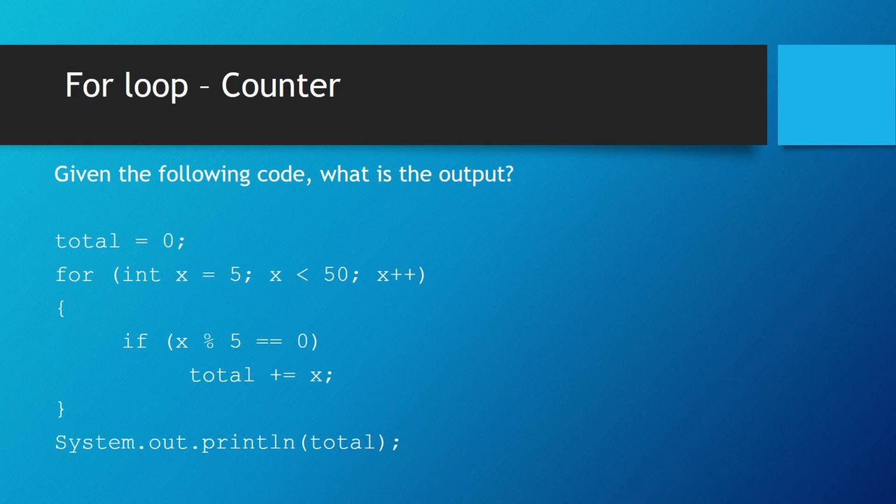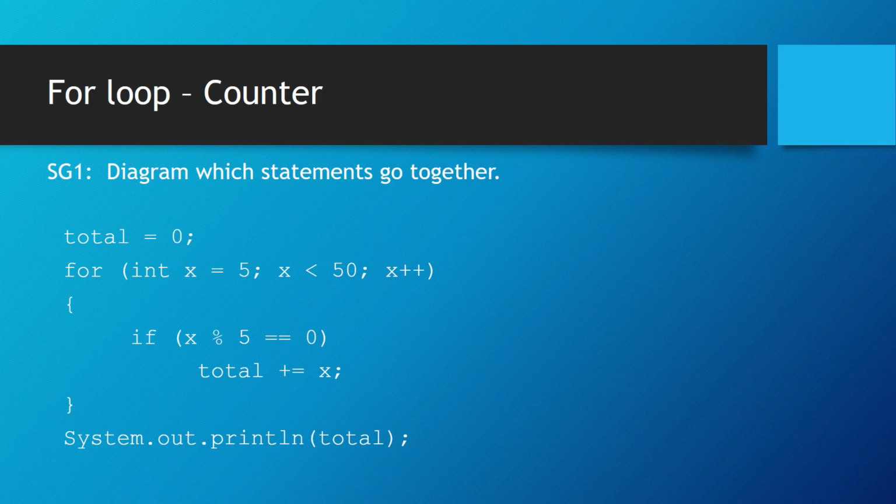We are given the following code and asked, what is the output? For subgoal 1, we diagram which statements go together. We want to group together all of the statements that go with the for loop. This for loop has curly braces, so it is easy to see which statements belong.